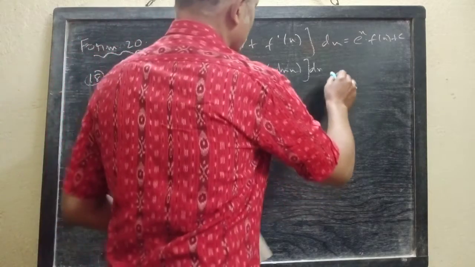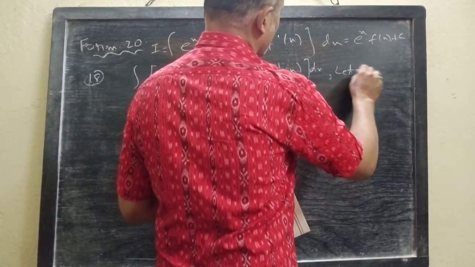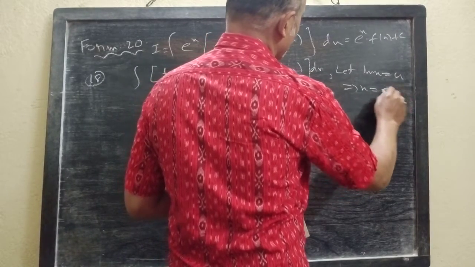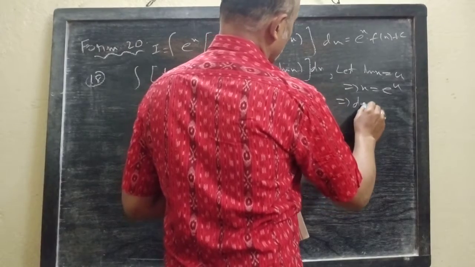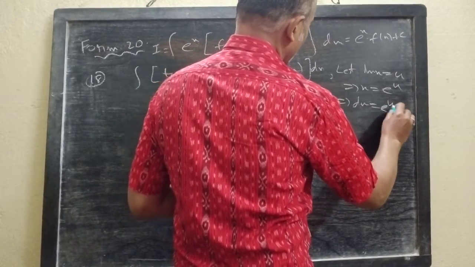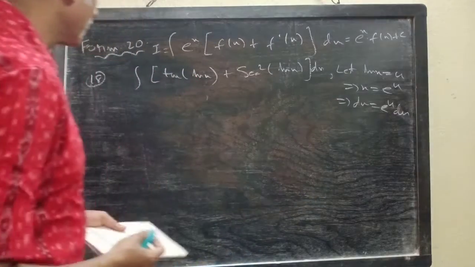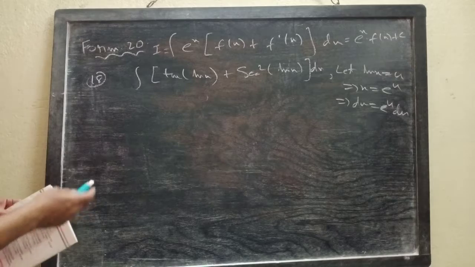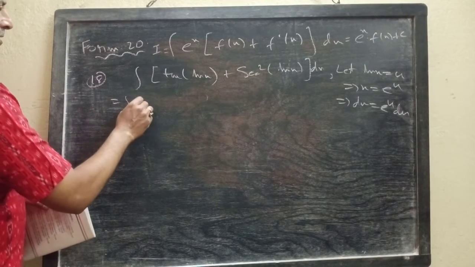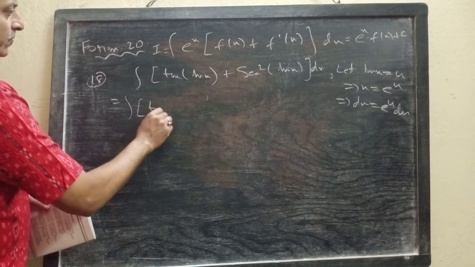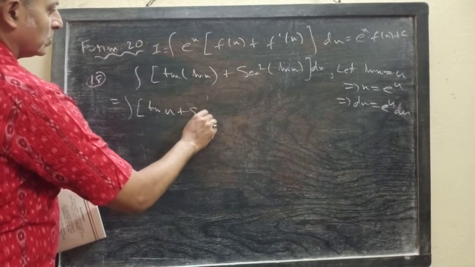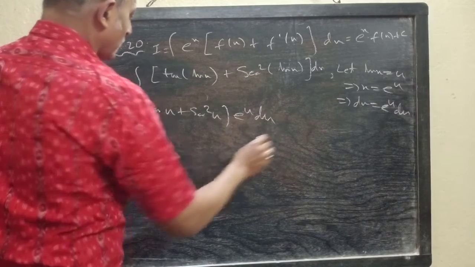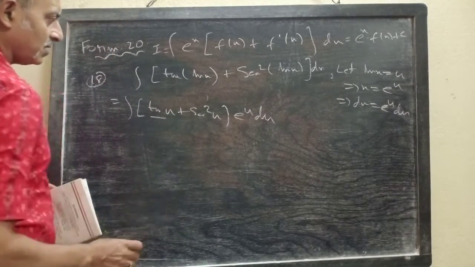So you have to take first, let ln x equals to u, that gives you x equals to e to the power u. So dx is e to the power u du. So here the integral becomes tan of u plus sec square of u, dx is e to the power u du. Look, this is f u, then this is f dash u.